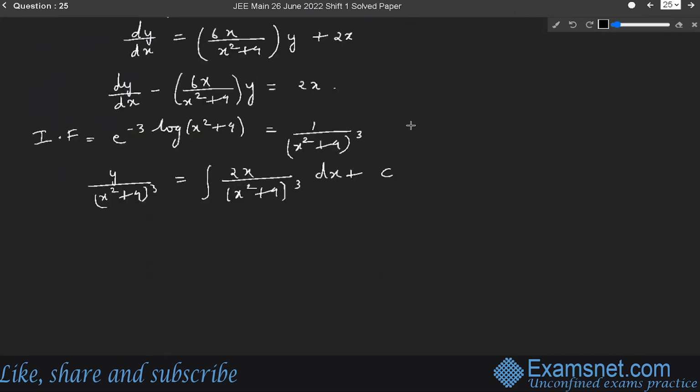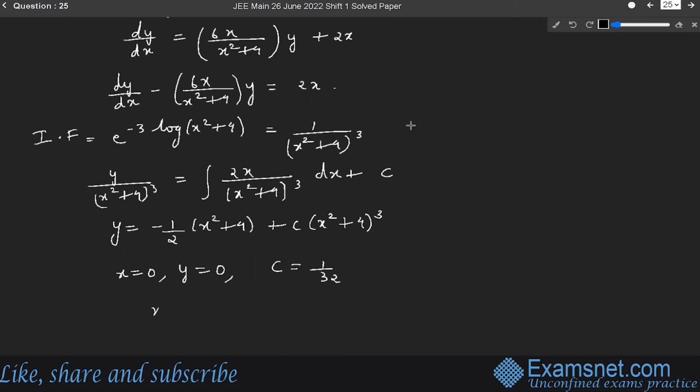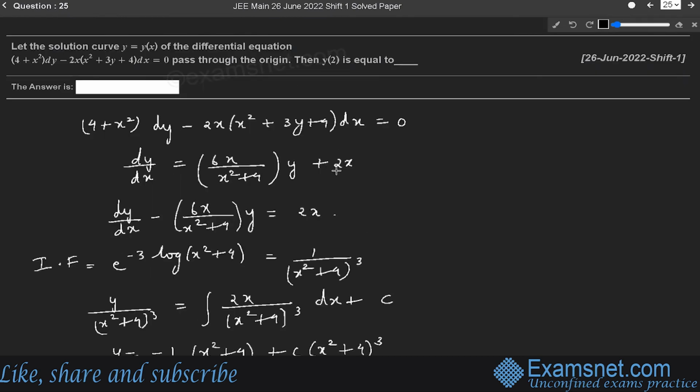Therefore, we can write y = −1/2 (x² + 4) + c (x² + 4)³. If x is equal to 0 and y is equal to 0, then c will be equal to 1/32. So we can say that for x equal to 2, y will be equal to 12. Therefore, the correct answer will be 12 here.